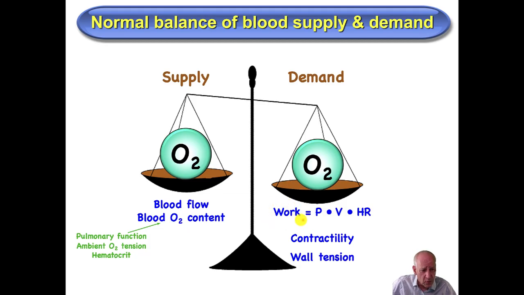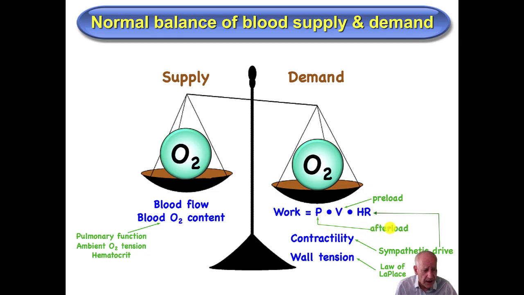Remember that the cardiac minute work is proportional to the pressure work times the volume work times the heart rate. The pressure component will depend on the afterload, the arterial pressure. The volume work will depend on the preload, the end diastolic volume. Increases in the vigor of pumping, the contractility of the ventricle, will increase MVO2 demand. And contractility, along with heart rate, will depend on sympathetic drive. An increase in wall tension will increase the workload, the MVO2 demand of the heart. And this will depend in large measure on the law of Laplace.